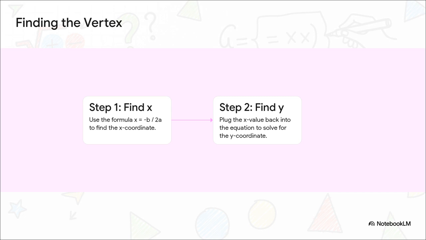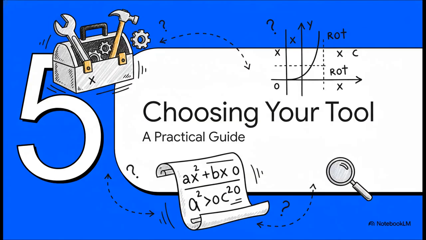For our thrown ball, this would give us the exact time it reaches its highest point. Then you just plug that x value back into the original equation, and you'll find the y-coordinate. It's the perfect starting point for your sketch. So now we have our full toolkit: the craftsman's factoring, the powerful formula, and the visual graph. The big question is, how do we know which one to pick for the job?